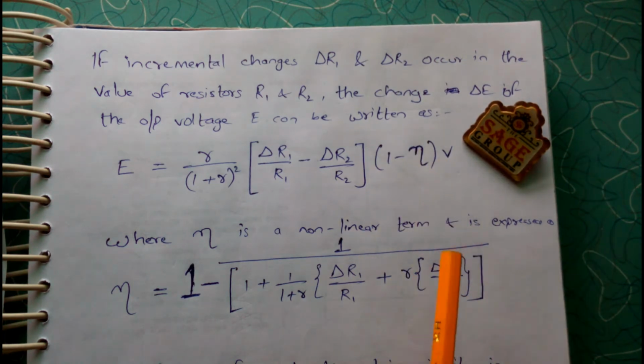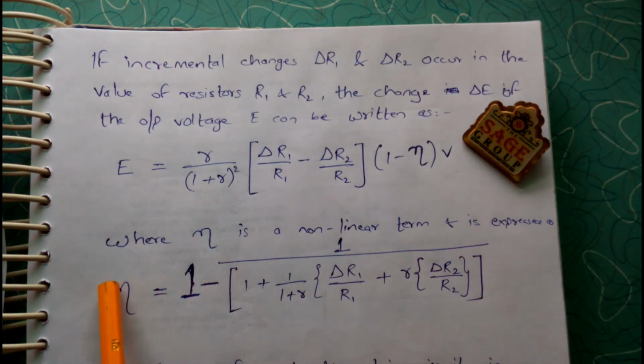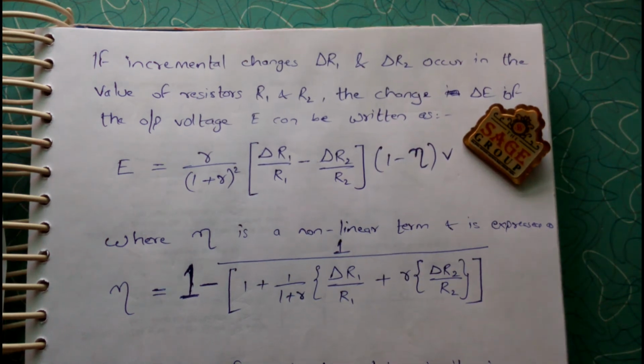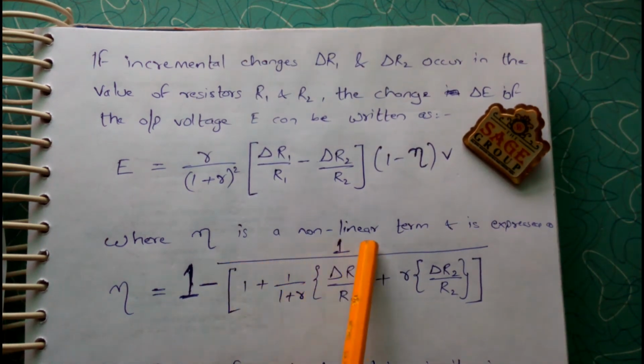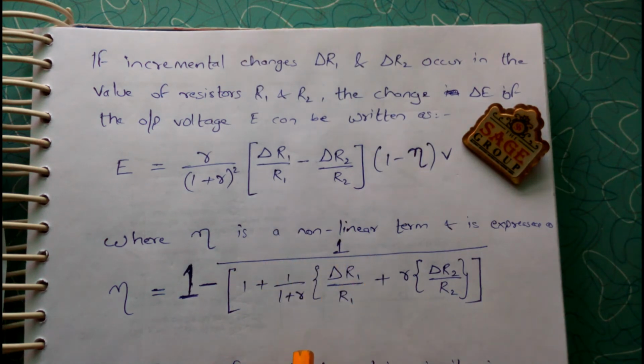V is the supplied voltage. Now what is eta? Eta is a non-linear term and it can be expressed by this equation: eta is 1 minus 1 upon 1 plus 1 by 1 plus R, delta R1 by R1 plus R multiplied by delta R2 by R2. Alright, now this non-linear term decides the range of the potentiometer. So this decides the range of the potentiometer.